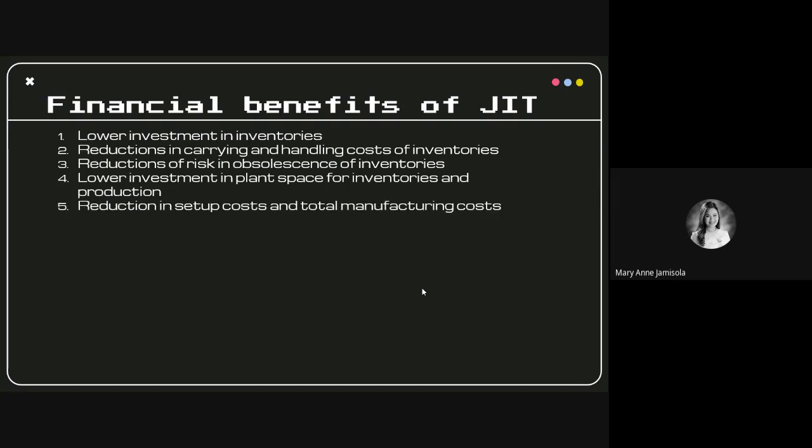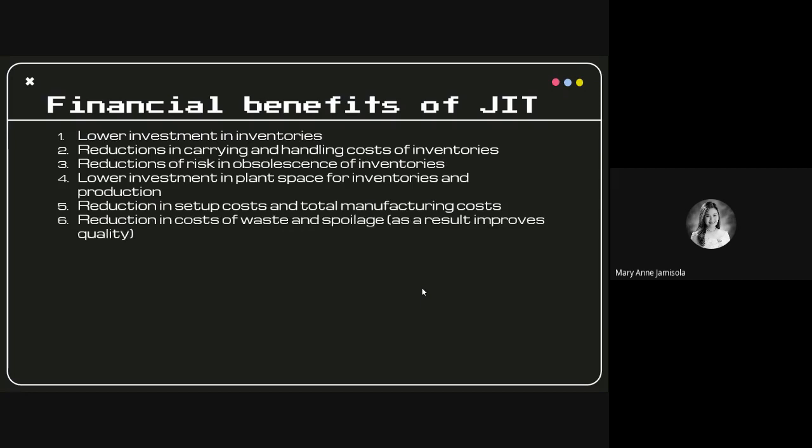reduction in setup costs, and eventually total manufacturing costs. Setup costs are actually part of our factory overhead. So, if our setup costs will be reduced, the effect will be a decrease in our total manufacturing cost. If you remember the formula to compute total manufacturing cost, we have direct materials, direct labor, and factory overhead.